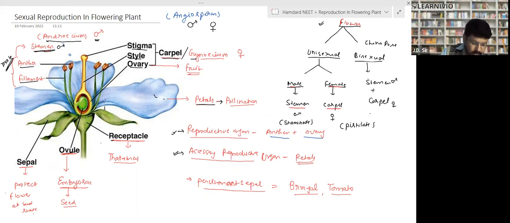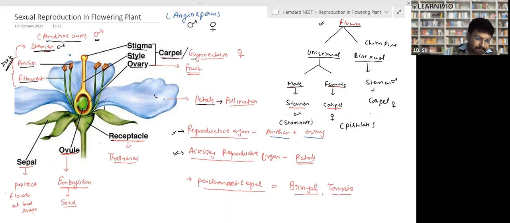Start writing now. The base of the flower in which all parts of the flower are attached is called receptacle or thalamus.